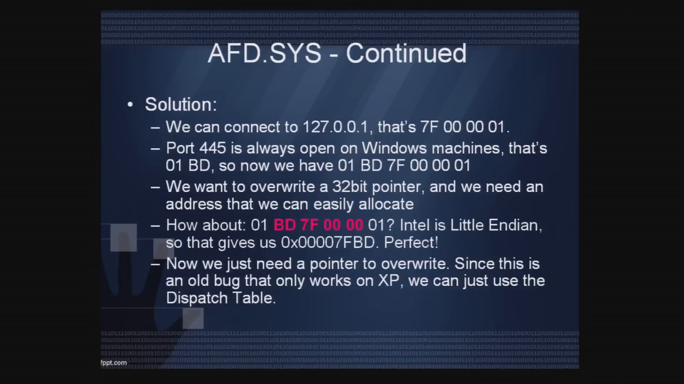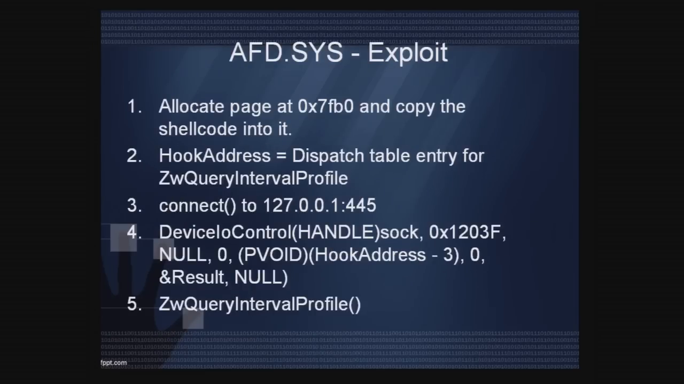So we can overwrite any address with this address that we can control. This is an old bug just for the example, so we can use the dispatch table. So basically what we're doing, we allocate page 7FB0. We find the address of a function in the dispatch table. The one that everyone's using is QueryInterfacePointer because it never ever gets called.